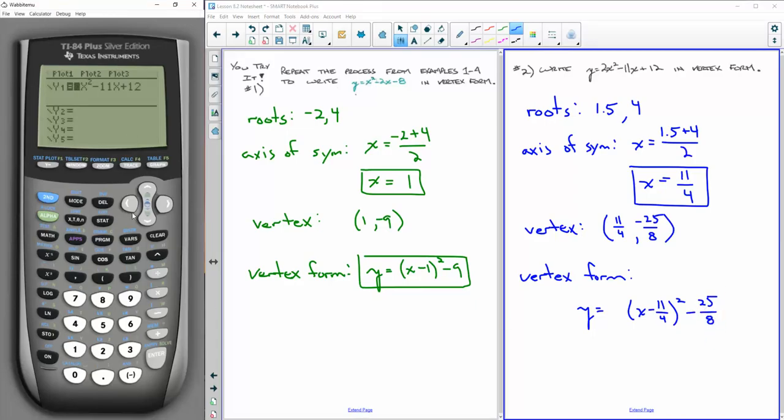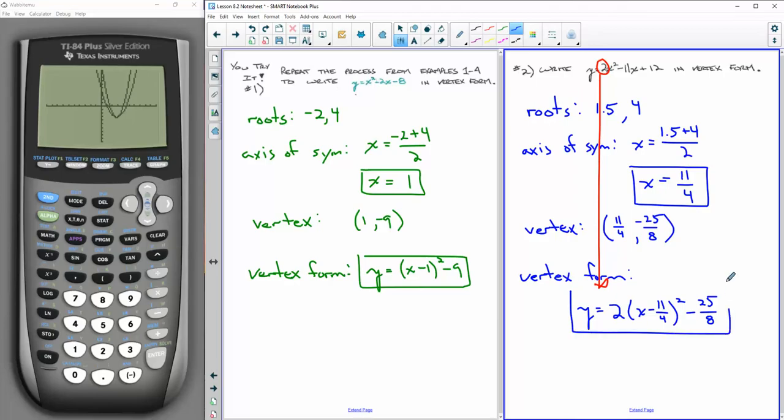And let's check our answer here. x minus 11 fourths squared minus 25 eighths. And let's graph it. Uh-oh, it's not the same. Why? I'll tell you why. Because we forgot the vertical stretch. It's been vertically stretched. How do I know it's been vertically stretched? Right there, I can tell. It's been vertically stretched by a scale factor of 2. So, boom, there. That's our answer.